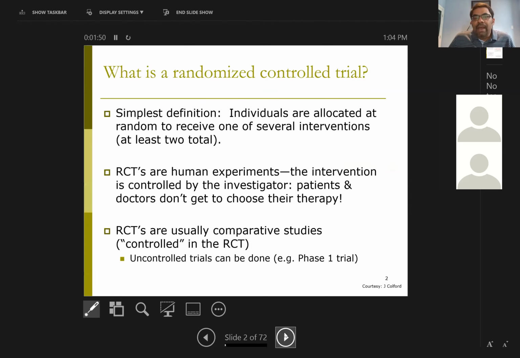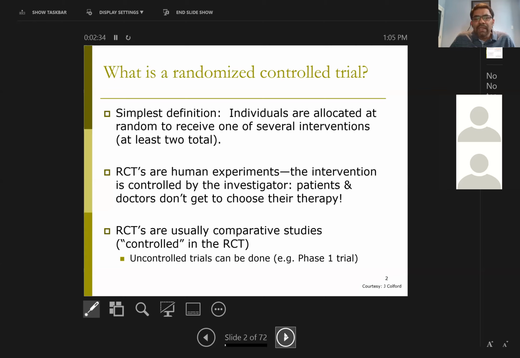At its simplest, a randomized control trial is one where individuals who are participants in a trial are allocated at random to receive one of several interventions. At a minimum two, sometimes we even do trials with just one arm. That could be an early phase 1 type of a trial. But usually it's a 2-arm parallel design that is the dominant design within randomized control trials. Is it possible to have 3 arms? Yes. Is it possible to have 4 arms? Yes. So long as you have sufficient numbers of people, there's adequate power in the trial to tell the difference between the groups, then the answer is yes.